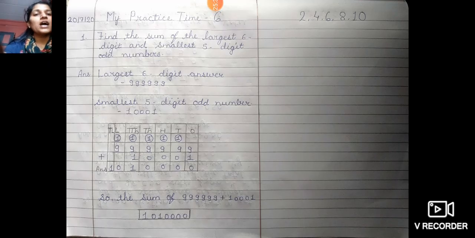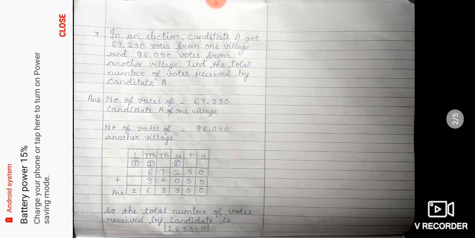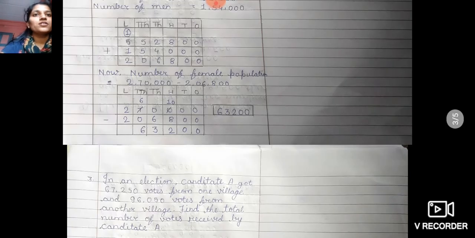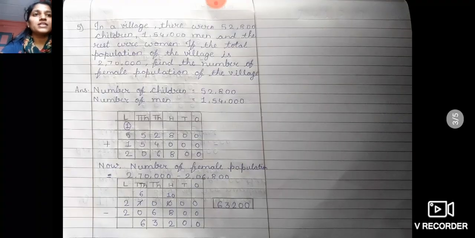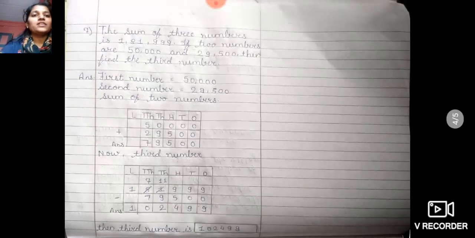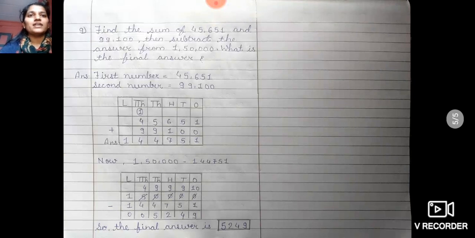So students, this is how you are supposed to write the word problems. The second word problem will come at the side of the first. That means the first and second word problems will be on the first page. Then the third and fourth word problems will be on the second page. Then the fifth and sixth on the third page. Seventh and eighth on the fourth page. Ninth and 10th, that means the last word problem, will be on the fifth page.